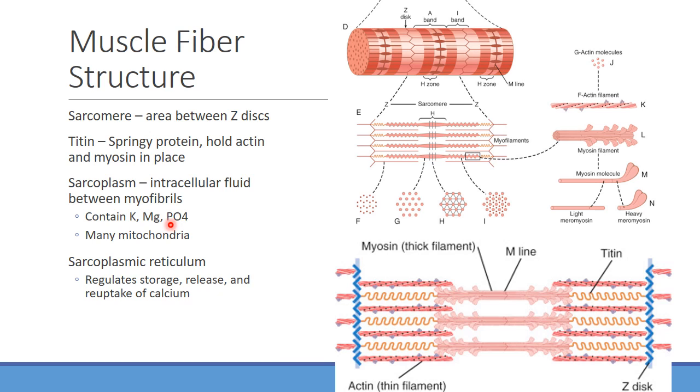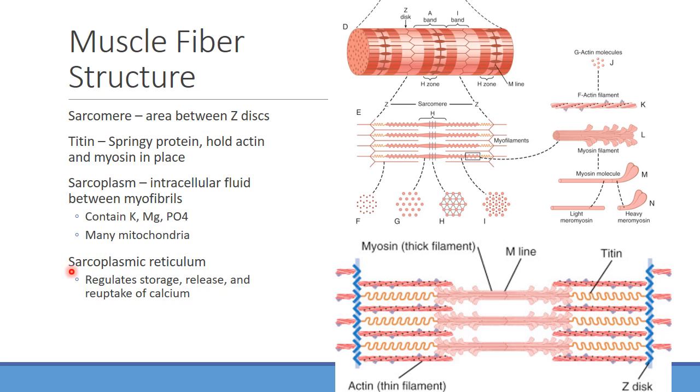Yeah, for energy production, right? So we'll talk about things like phosphocreatine and also ATP, but we need a phosphate there in order for the muscles to develop energy to function. Also, lots of mitochondria. Again, very important for production of ATP. So we'll talk about energy requirements and energy utilization in the muscles a little bit later.